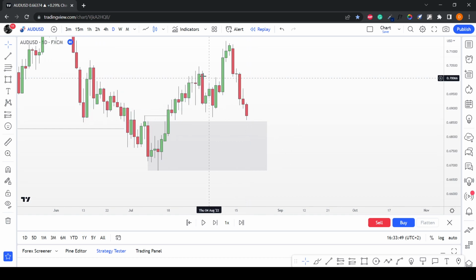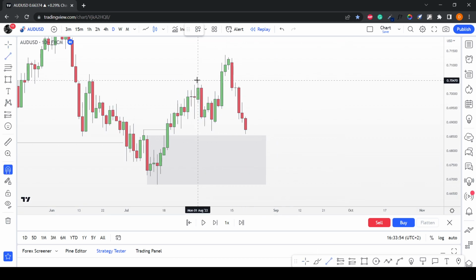So the price created a new break of structure here with this candle, and now, let me come back a bit in time.